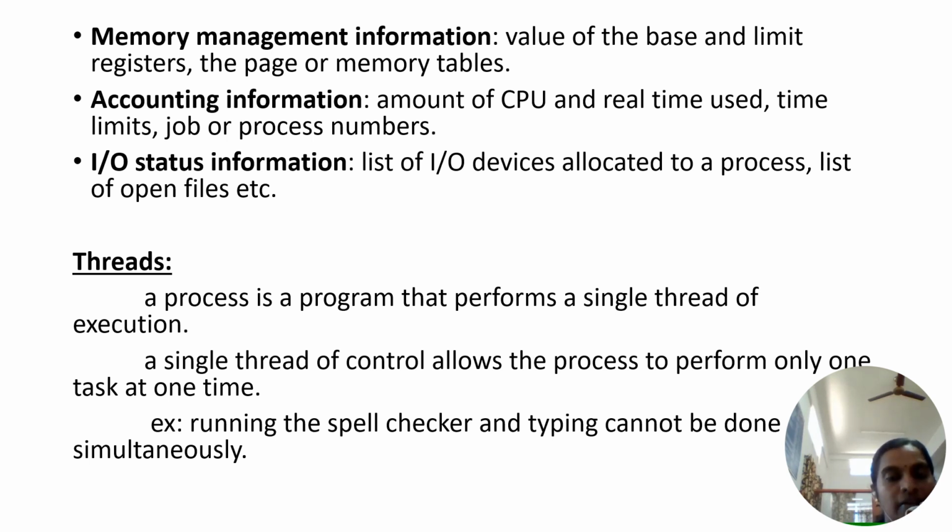Next, threads. So what is a thread? We know that a program can consist of many processes, and for each process a thread is associated. So a thread is associated with each process in a program. A single thread of control allows the process to perform only one task at a time. It means that at a single instance of time, a thread can perform only one task. There can be many threads associated with a process.